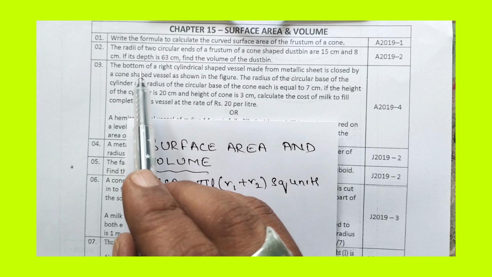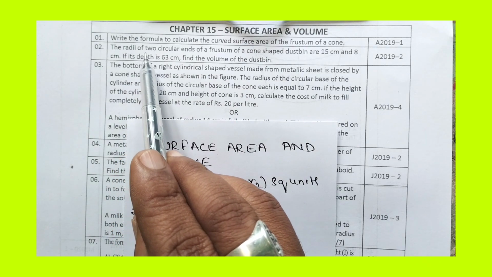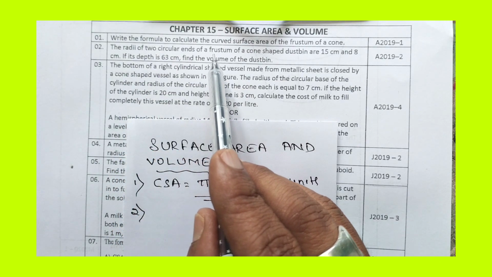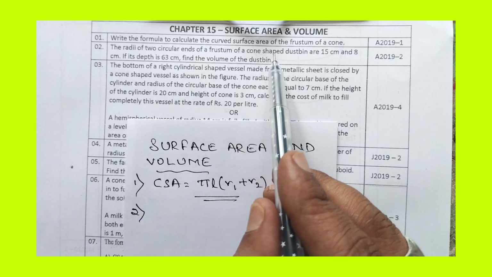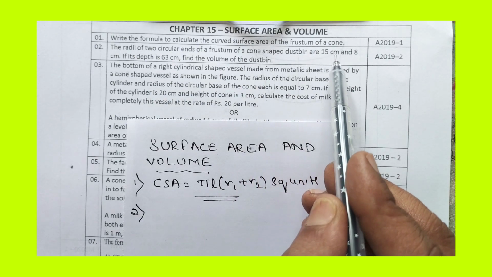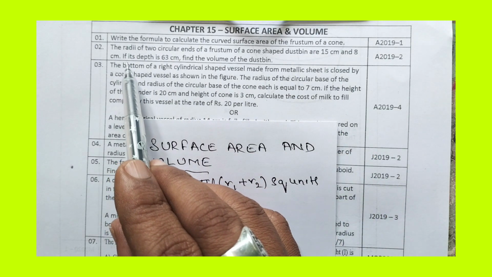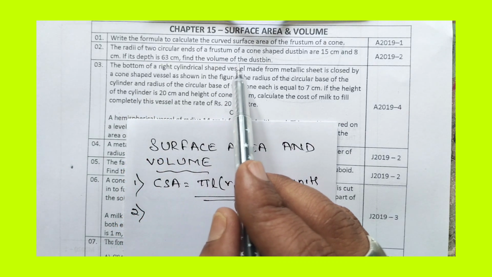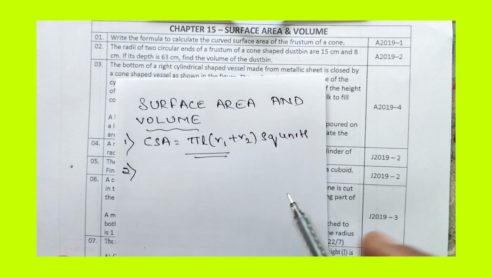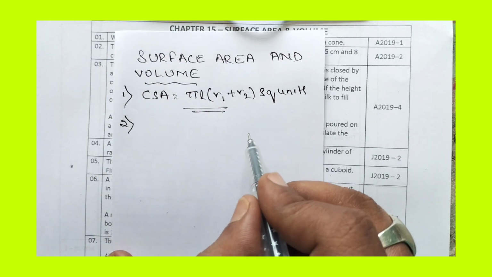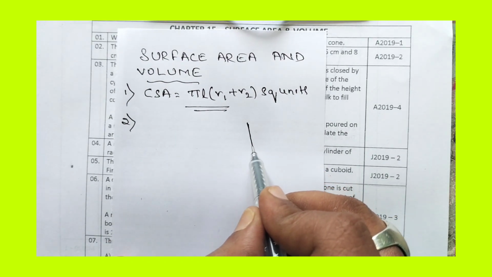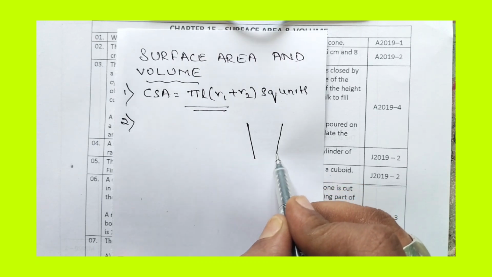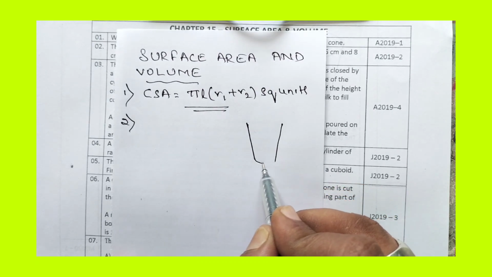Now let us move to the second question. The radii of two circular ends of a frustum of a cone shaped dustbin are 15 cm and 8 cm. If its depth is 63 cm, find the volume of the dustbin. Now let us calculate the volume of the dustbin. The dustbin is in the shape of a frustum of a cone.